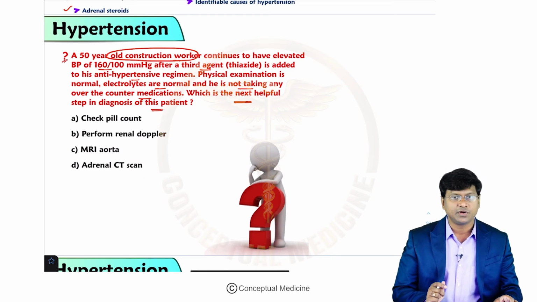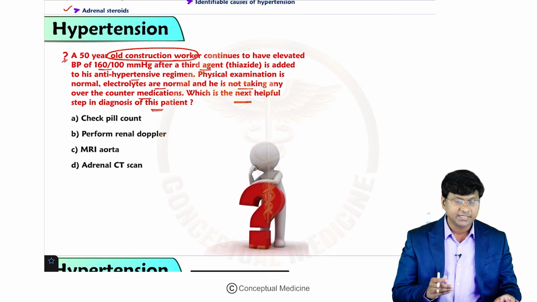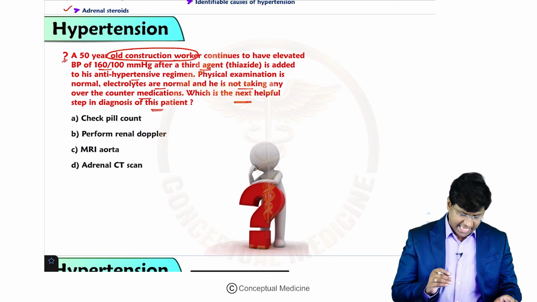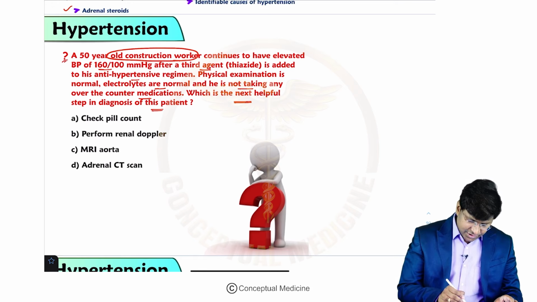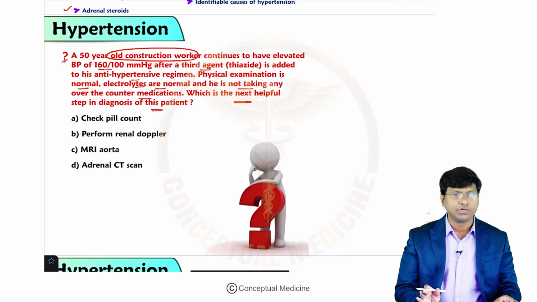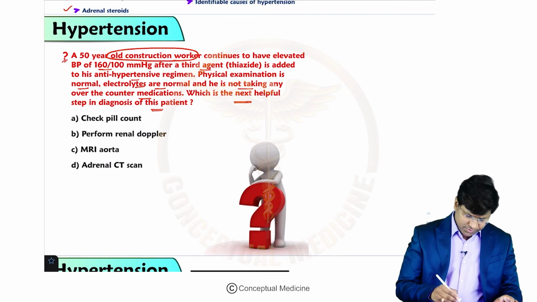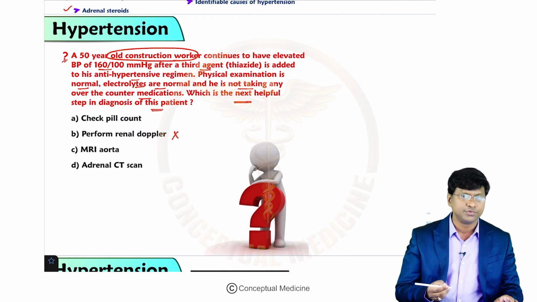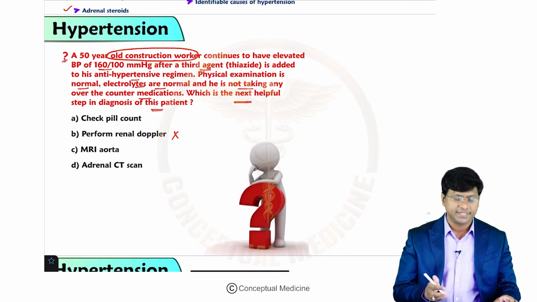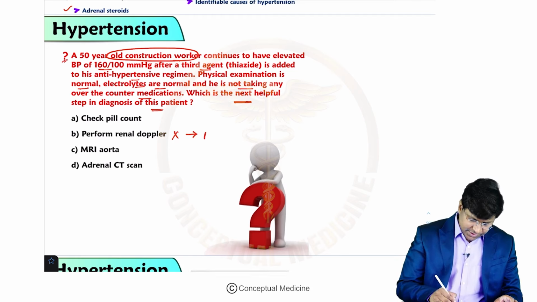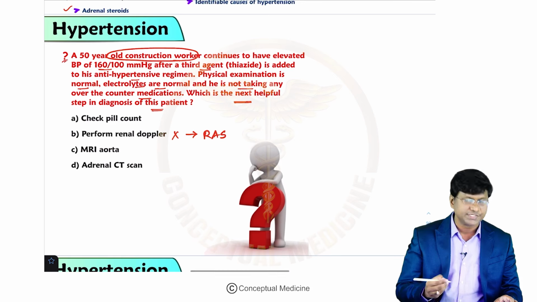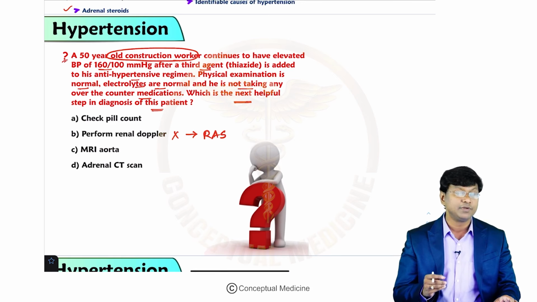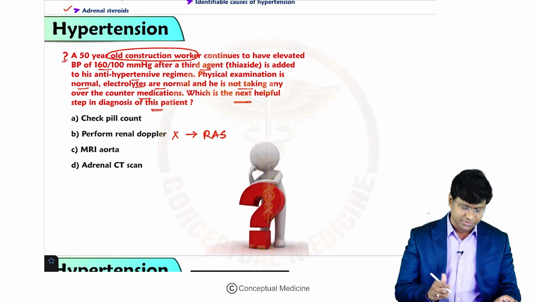See, taking into account the economic status of the individual, he will not be able to get these 3 antihypertensives every day. Apart from that, the electrolytes are normal, physical examination is normal, and he is not taking any over-the-counter medication. Performing the renal Doppler will be of no use. Renal Doppler you will perform when there is renal artery stenosis, and in patients with renal artery stenosis there will be presence of abdominal bruit, which is not there in this individual.